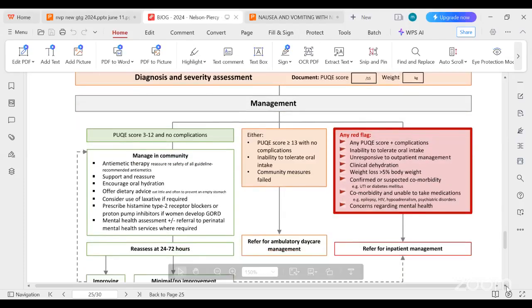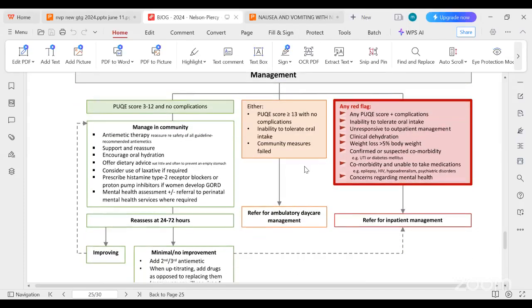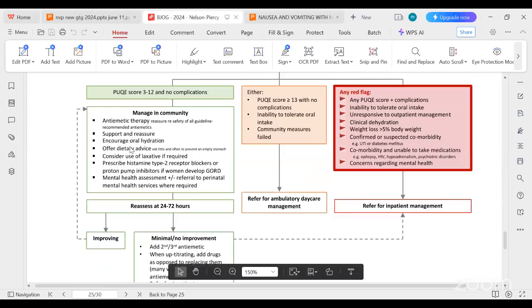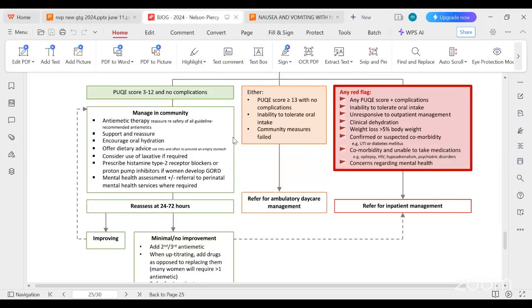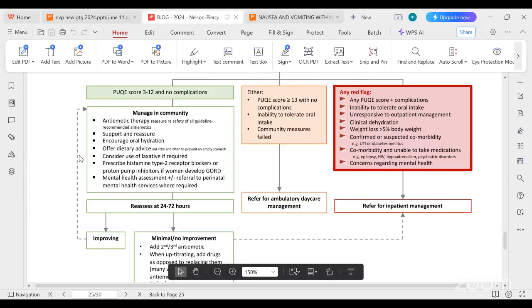So once the patient has been assessed, we have to call her after 24 hours, because the validity is for 24 hours. The patient is reassessed in 24 to 72 hours, and if she is improving, she will be back in the community. There is no need to refer her to other services.